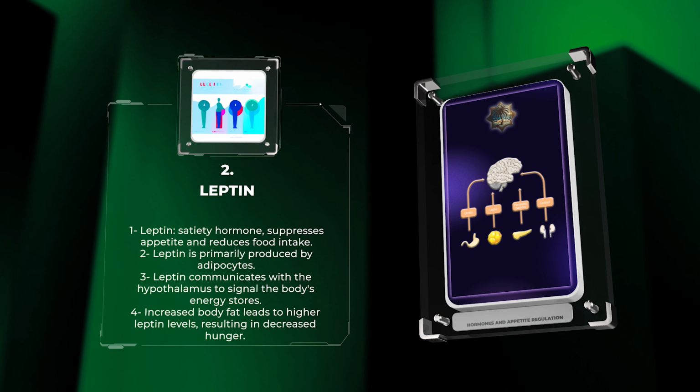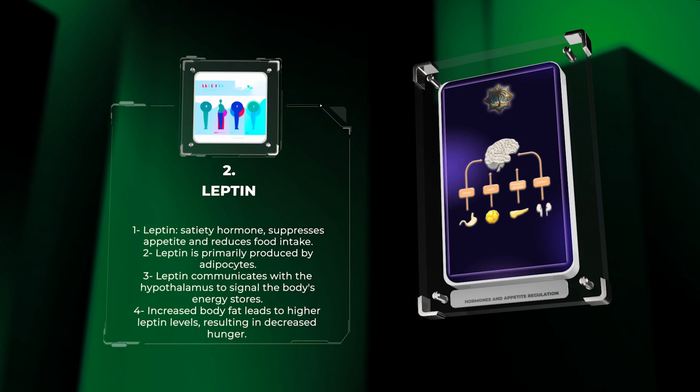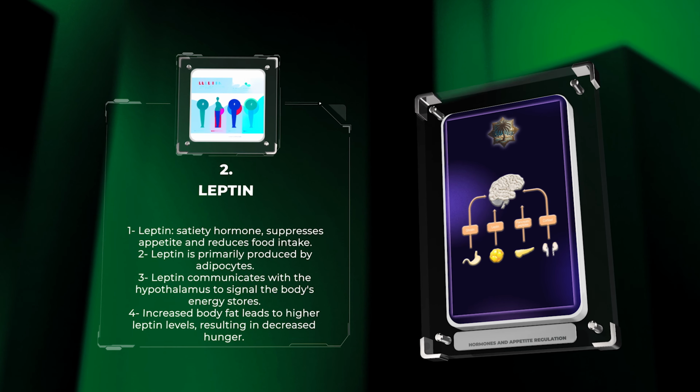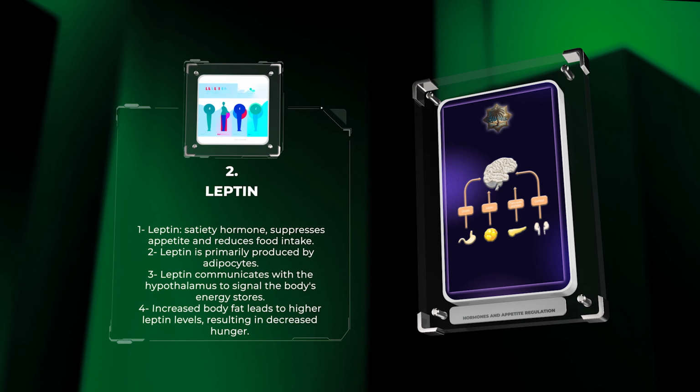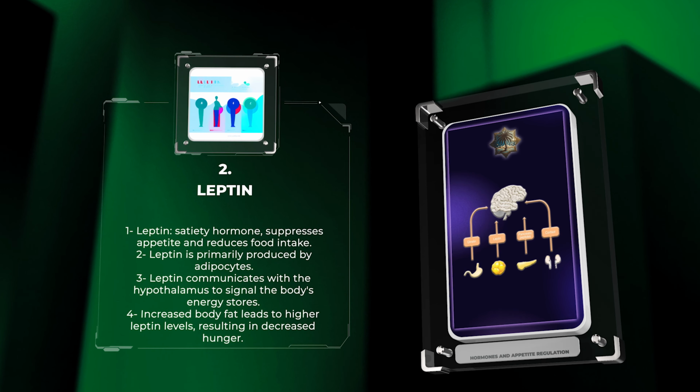Conversely, in conditions of leptin deficiency or resistance, such as seen in some forms of obesity, appetite regulation is disrupted, often resulting in overeating. Thus, leptin plays a crucial role in regulating appetite and maintaining energy homeostasis.